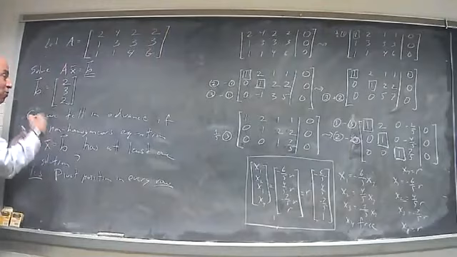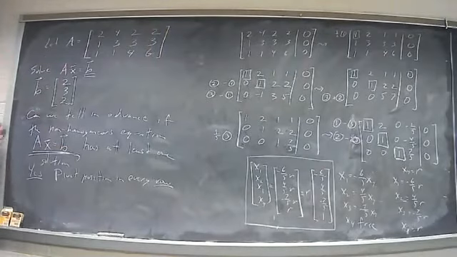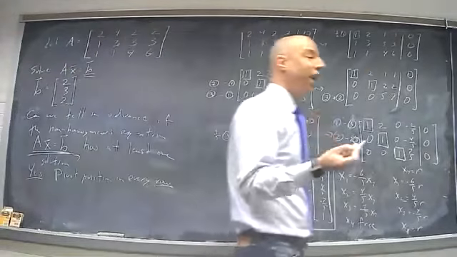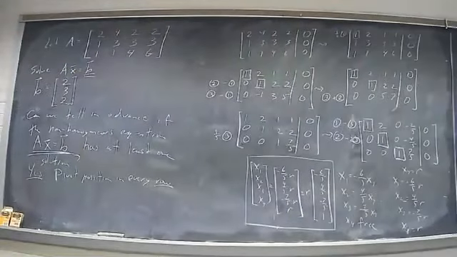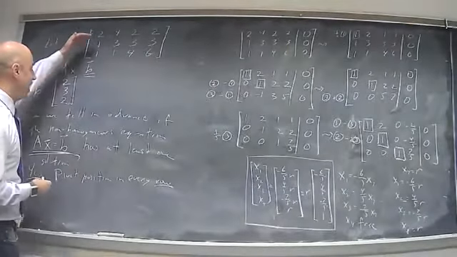So let's stop and take stock. A pivot position in every row tells you that no matter what b is, you have at least one solution. If you had a pivot position in every column, which we couldn't possibly have here because you have more columns than rows, that would tell you that there is at most one solution for every b. So pivot position in every row, which we can have here, and we do.